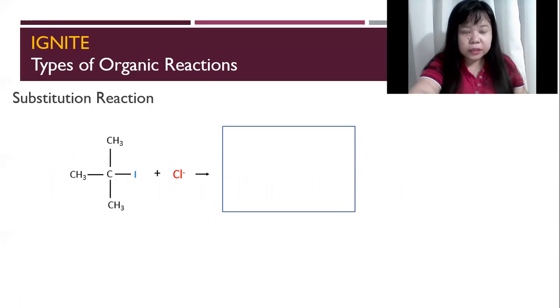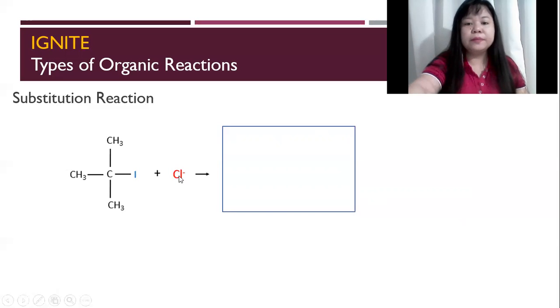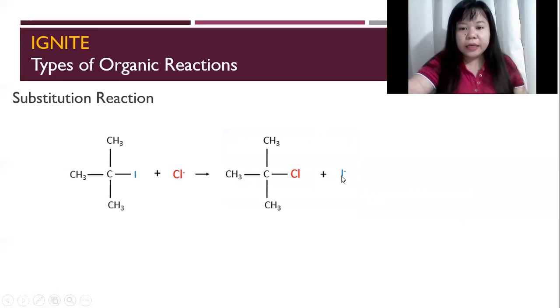So here's an example of a substitution reaction. In this case, we have this structure. Notice that the Y in this case is iodide, and then the Z particle or the nucleophile is chloride, and it is able to displace or substitute iodide in the structure. Notice also that chloride in this case is more electronegative compared to iodide.